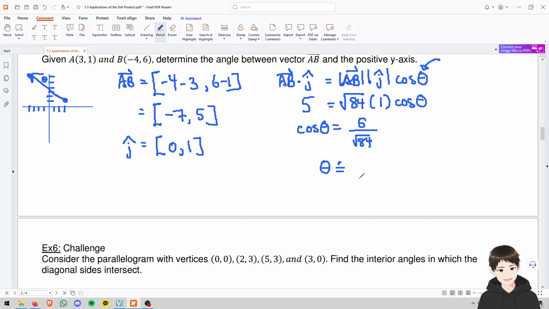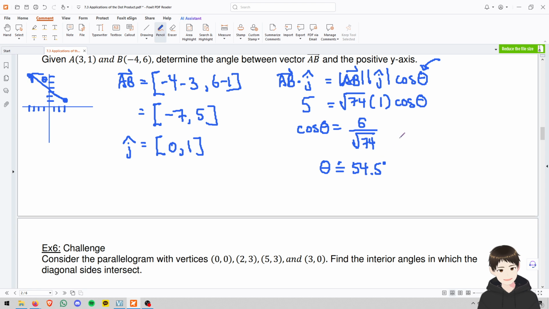Angle is approximately... Oh, wait. Sorry, is that 74? Something doesn't look right. 74. Calculator should be 54.5 degrees. There it is.